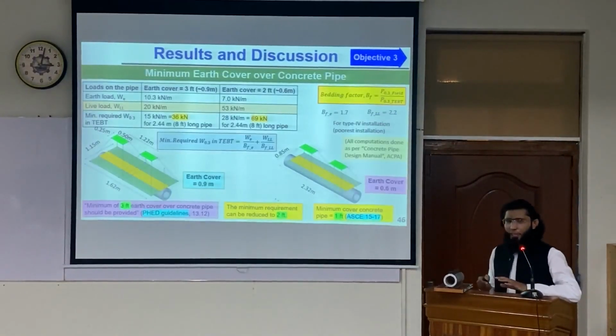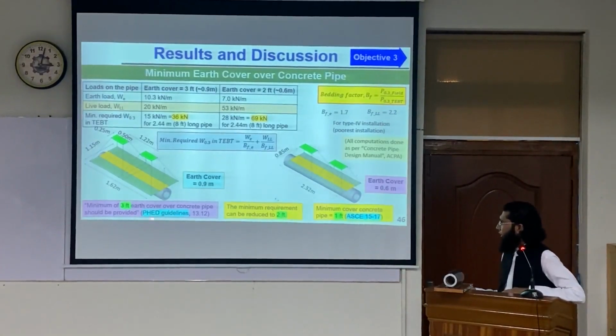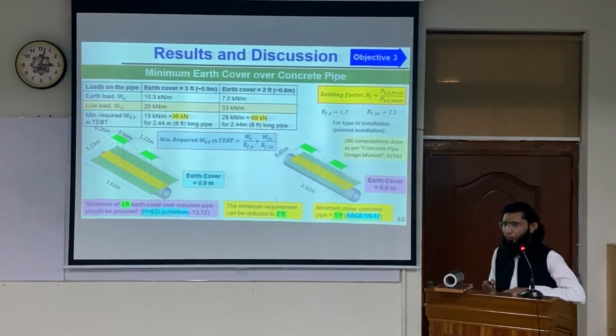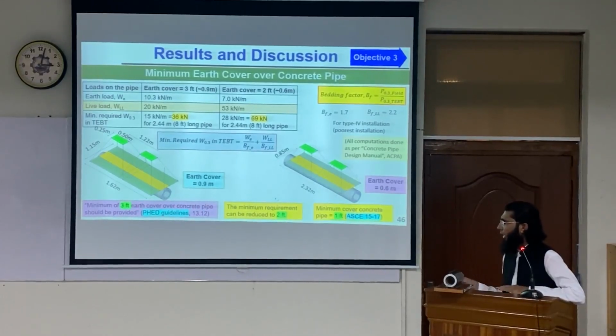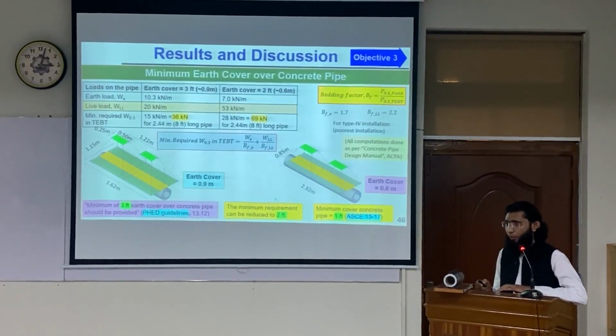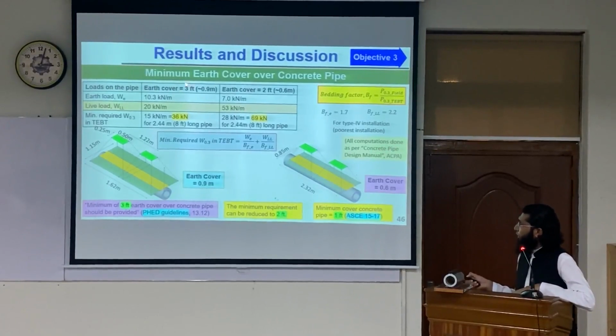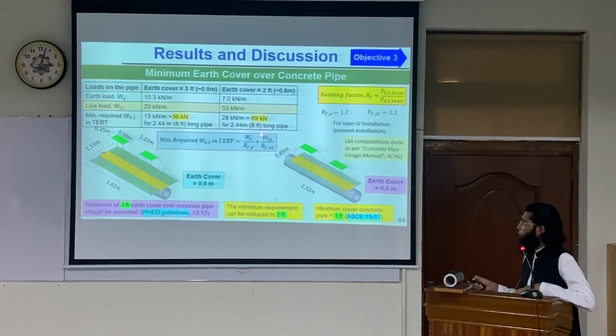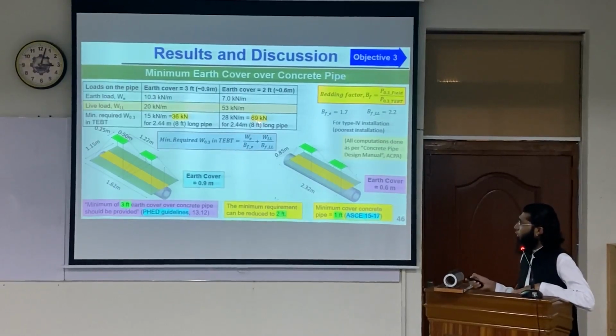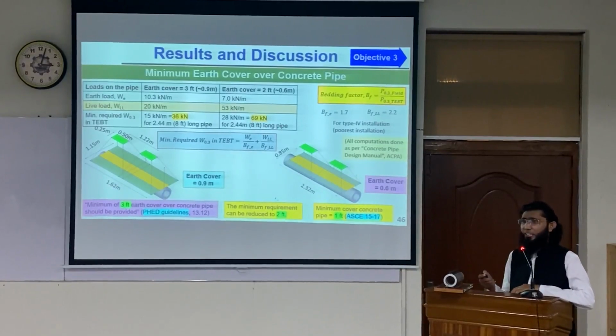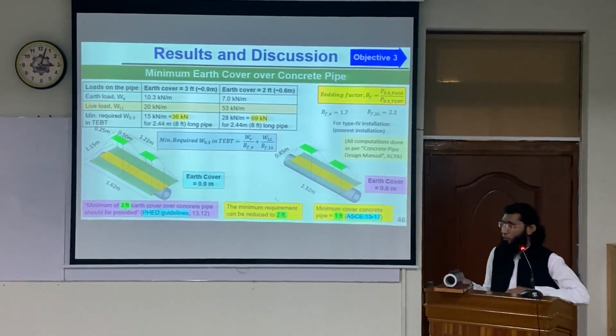Now, just to investigate one more thing that we have in the local guidelines: the Public Health Engineering Department guideline says a minimum of 3 feet earth cover has to be provided over any concrete pipe. I tried to investigate if this 3 feet could be reduced using computations based on the American Concrete Pipe Association, ACPA, Design Manual. This is a comparison between 3 feet burial depth and 2 feet burial depth. The various loads were computed, and you can see the required load to be resisted by the pipe is 69 kilonewton. This is for a 300 millimeter diameter pipe, just to clarify.